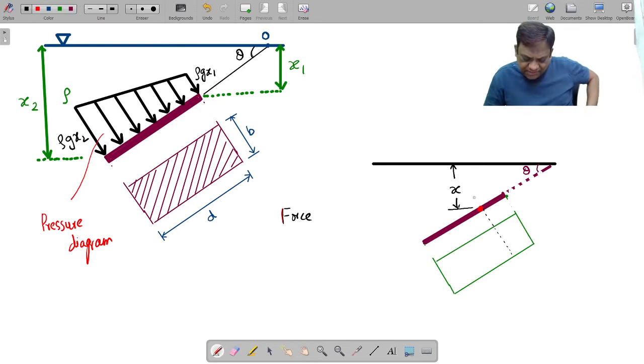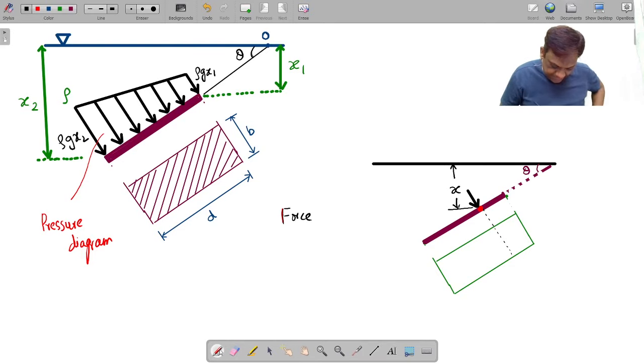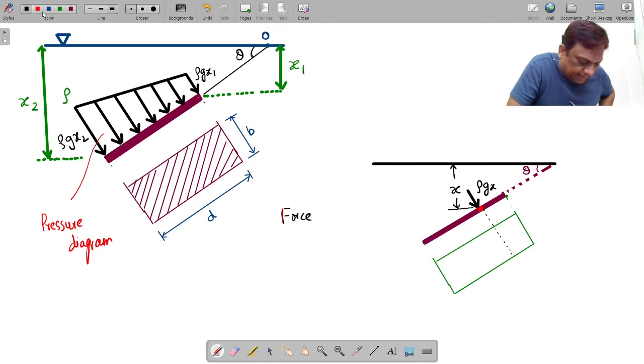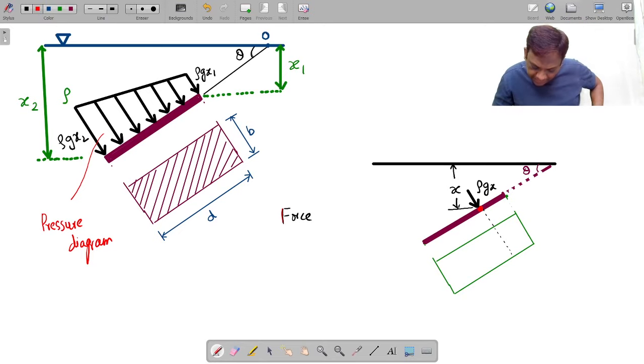Can you calculate the pressure here? Yes, I can calculate. At a depth x, the pressure is rho gx. Who is exerting that? The fluid. So it is always normal to the surface. So I will write this as rho gx. Very good. It is always normal to the surface. Now, what I do is, I will take a small area.